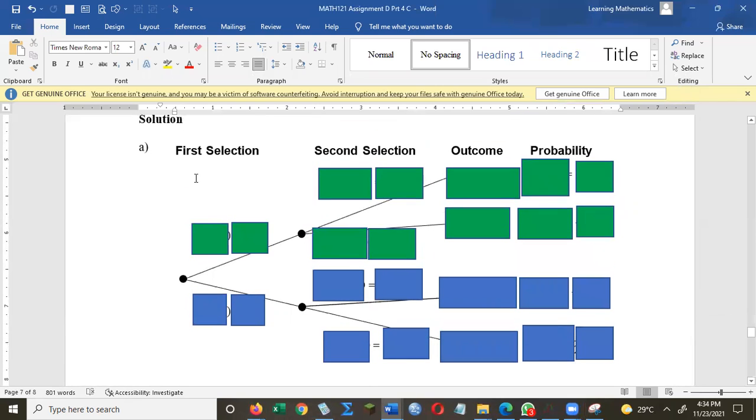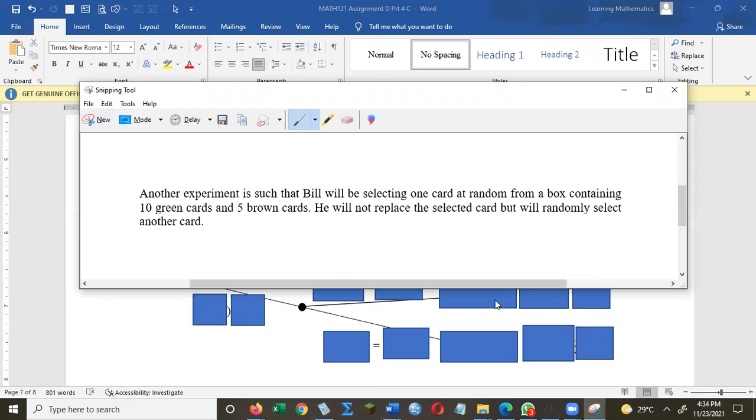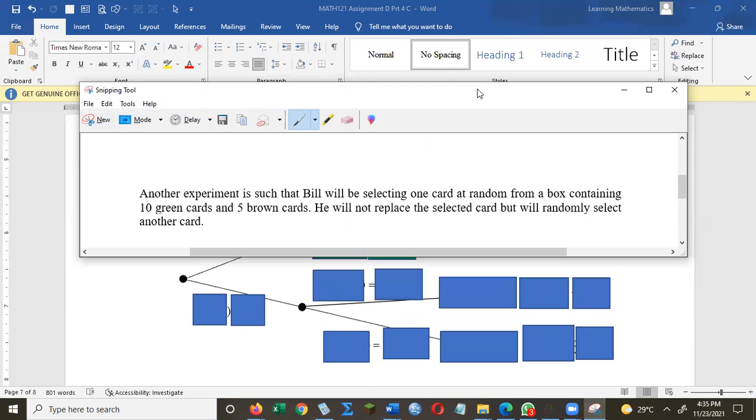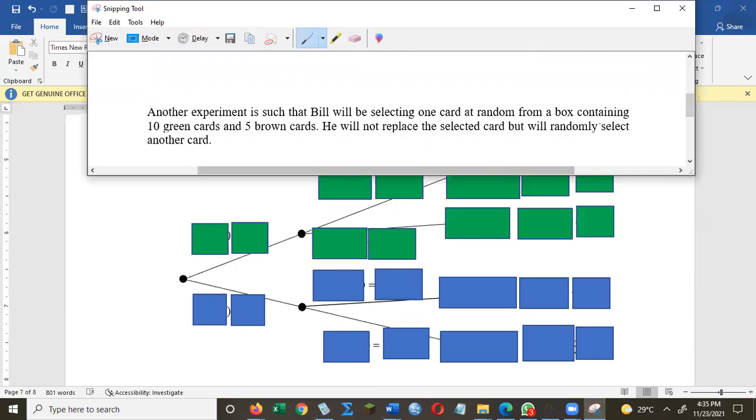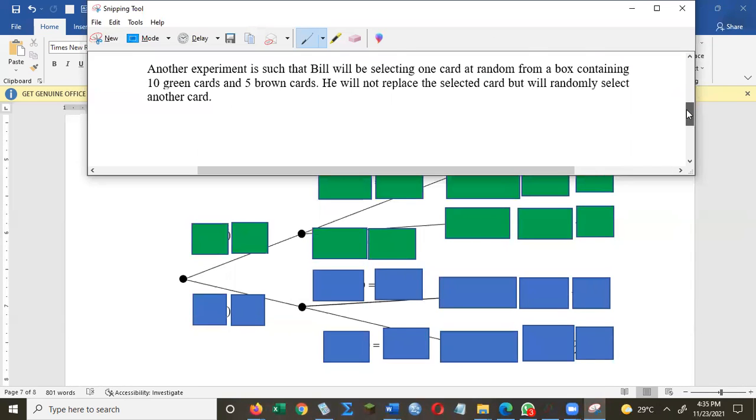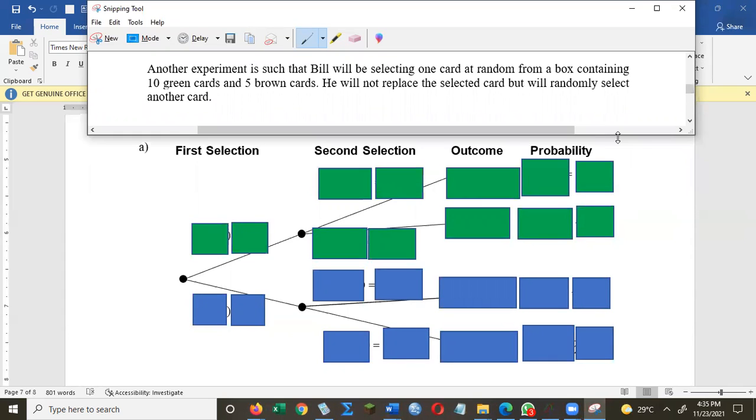Here, so first selection, second selection. Now the event will be what is happening in the first selection. What is the verb? What is going on, what is occurring? That will be the event. He will be selecting one card at random from a box containing 10 green and 5 brown. 10 green cards and 5 brown cards.